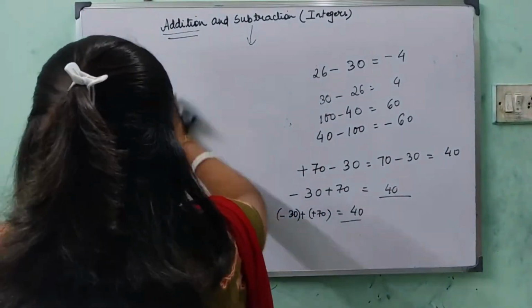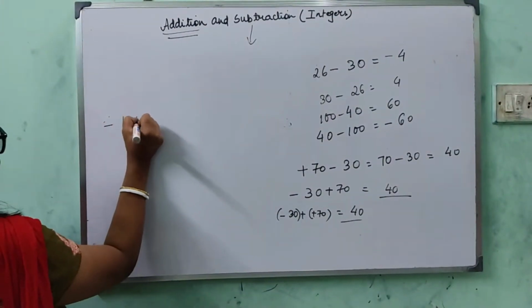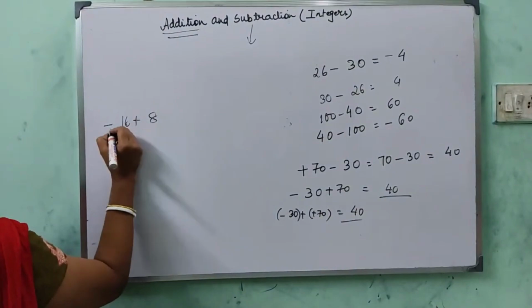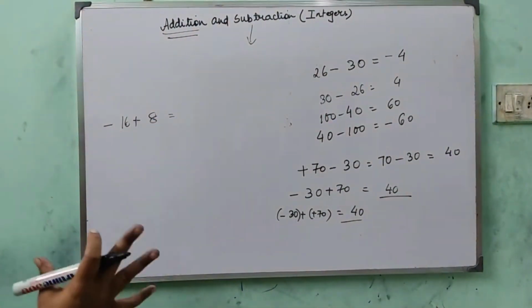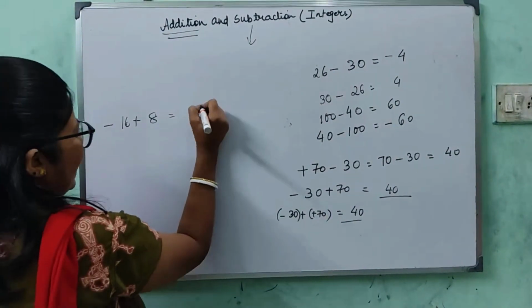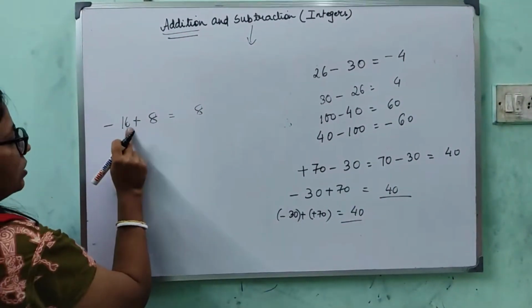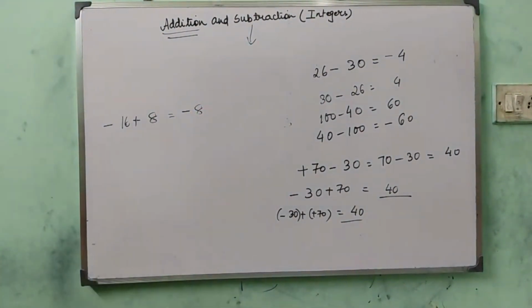Minus 16 plus 8. Okay, so 1 positive, 1 negative. So first you will find the difference. 16 minus 8 is 8. Now what is the sign of 16? Because 16 is more than 8, the sign of 16 is minus. So minus 8. So minus 16 plus 8 is minus 8.